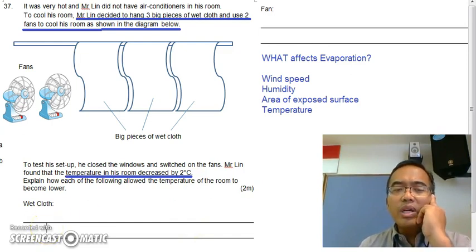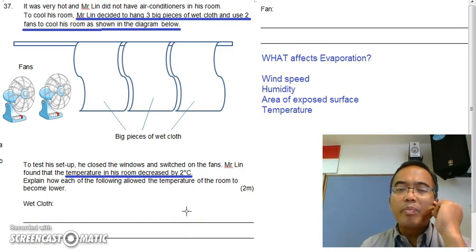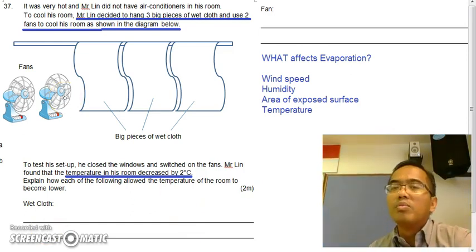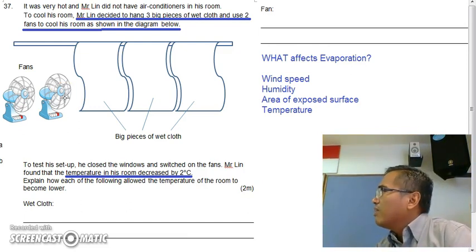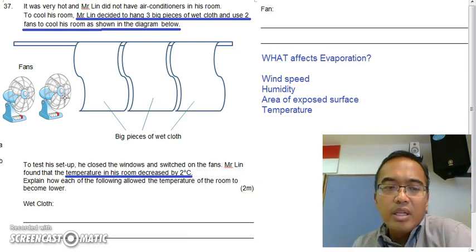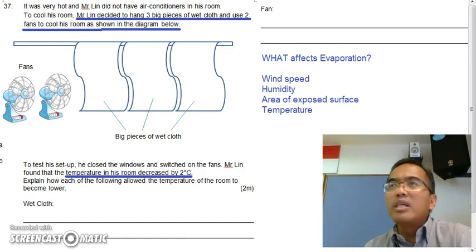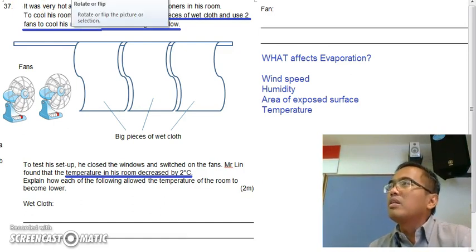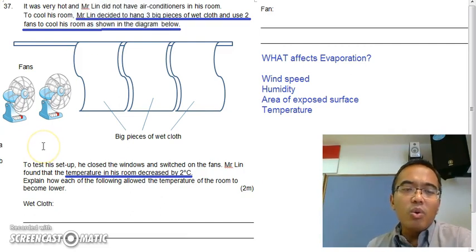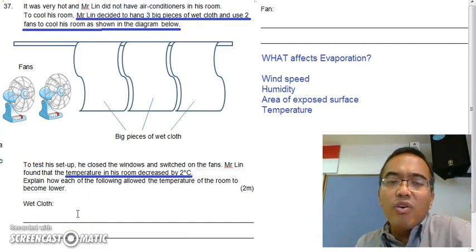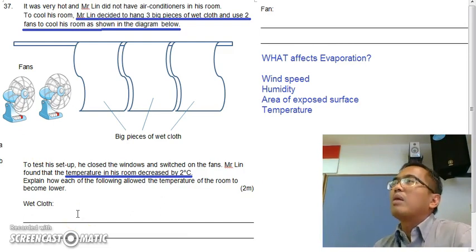Now explain how each of the following allowed the temperature of the room to become lower. So he was successful in cooling his room simply by hanging 3 wet cloth and having the fan blow at it. Okay, I do not know whether this is a real experiment, but somehow Mr. Lin managed to do it. Now, explain how each of the following allowed the temperature of the room to become lower.